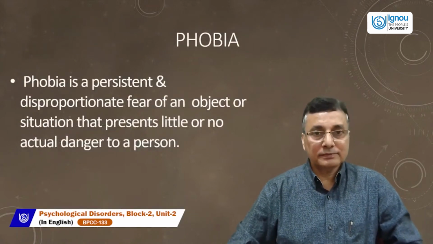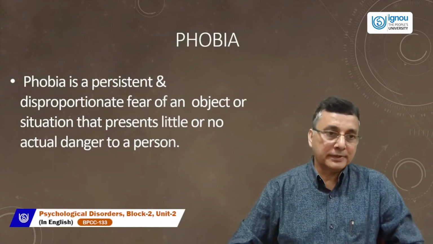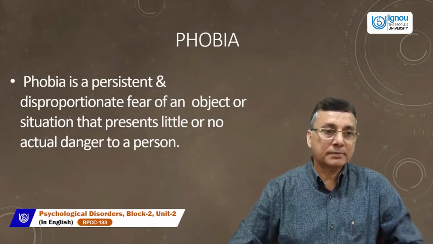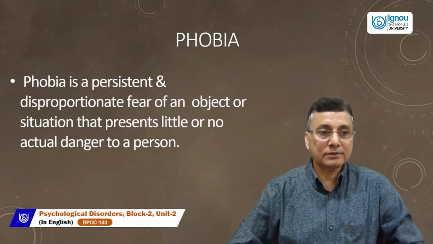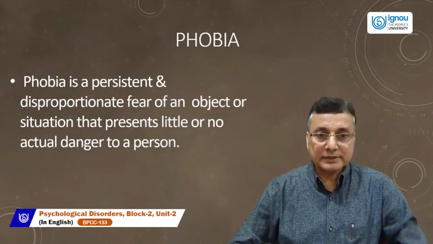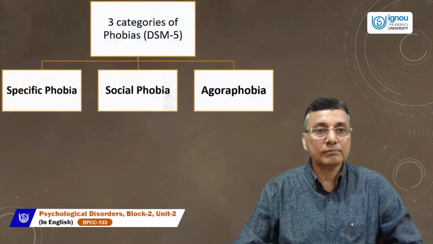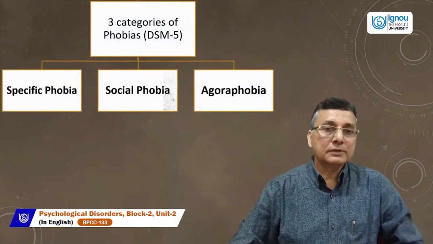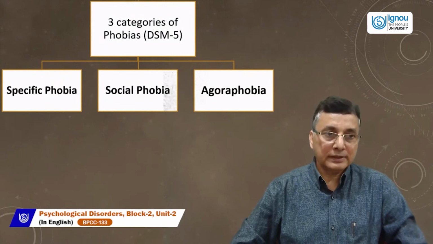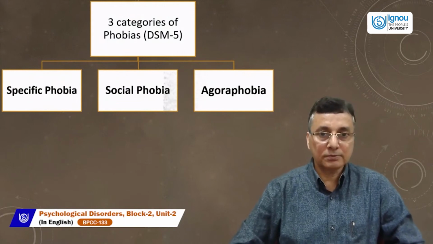Let us discuss phobia. So, what is phobia? Phobia is a persistent and disproportionate fear of an object or situation that presents little or no actual danger to a person. According to DSM-5, there are three categories of phobia: specific phobia, social phobia, and agoraphobia.